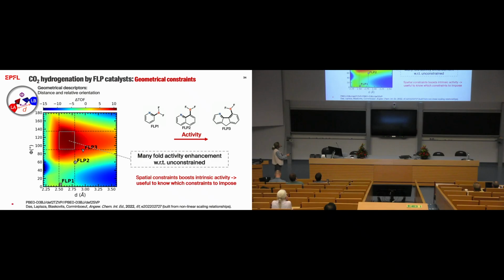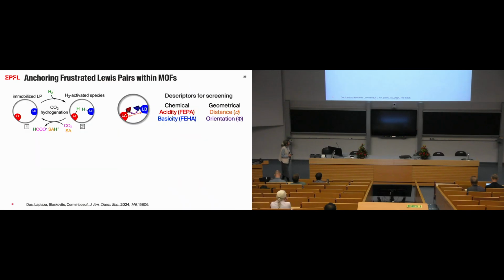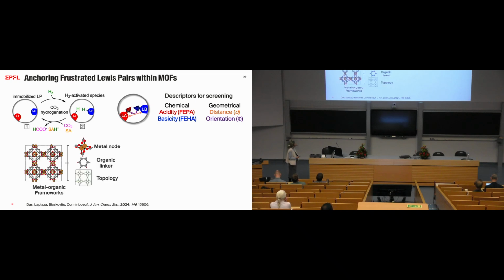And with this map, we were able to identify how to adjust the two components in this multi-component catalyst variant, and how to best adjust them using this map. So now that we have a descriptor for the chemistry and a descriptor for the geometry, the distance and the angle, we need to put that into a MOF. That's the final work that we needed to do.